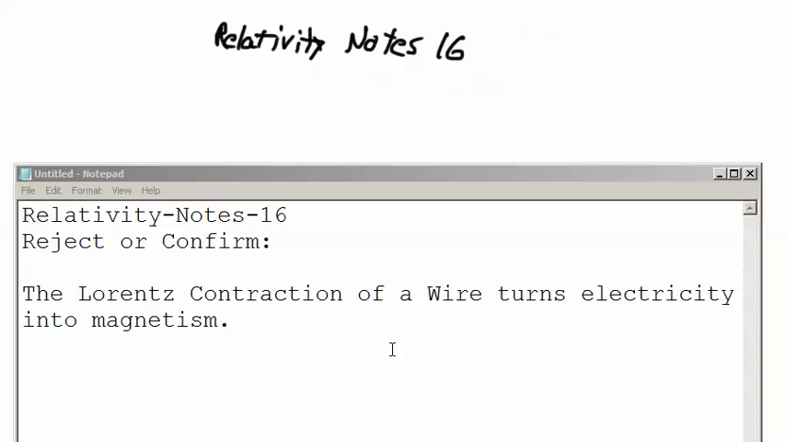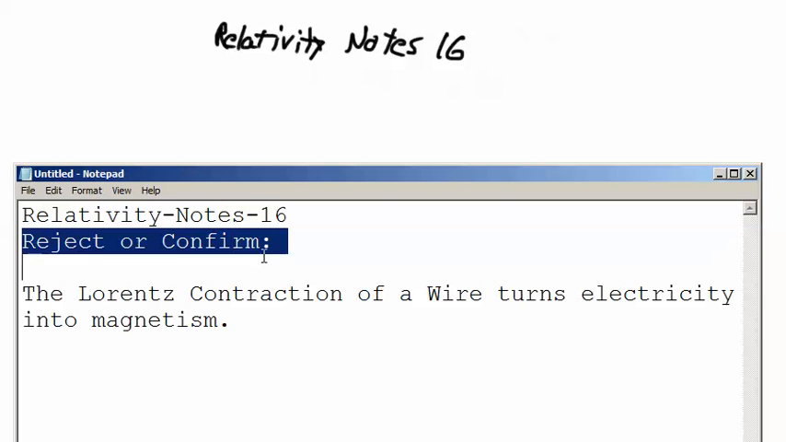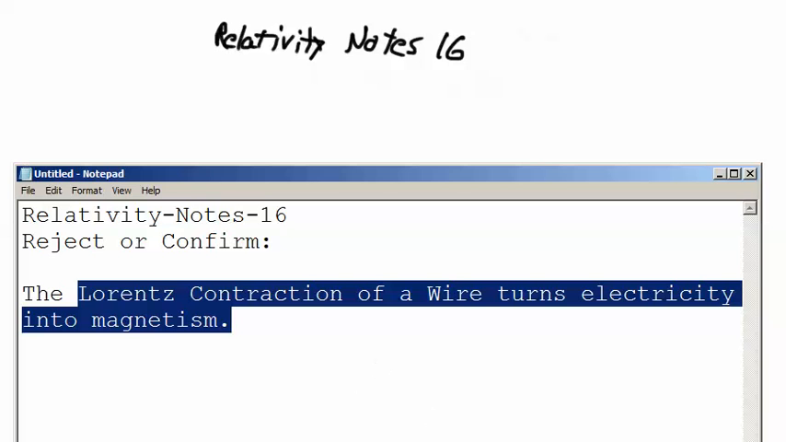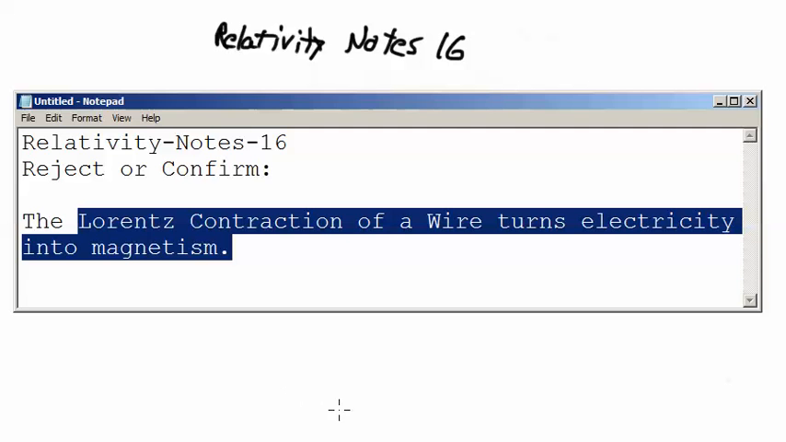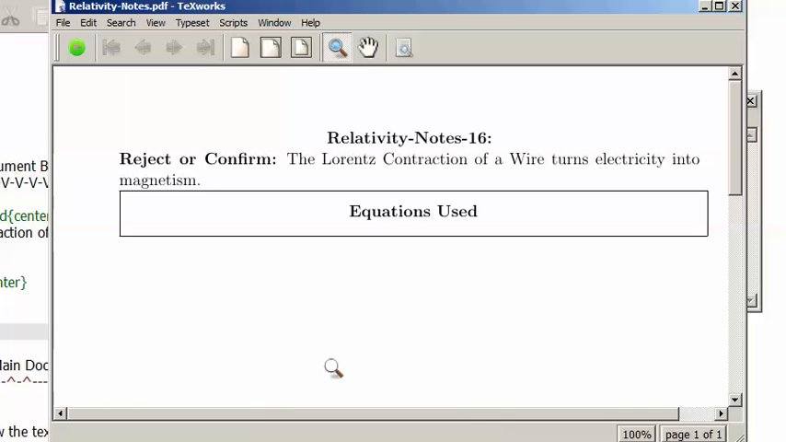Good morning. I am working on a project where I'm going to try to reject or confirm whether the Lorentz contraction of a wire turns electricity into magnetism. I've left this question alone for a couple of weeks. Just watch the Relativity notes 14 and 15 to get a review. So let's start by making a list of equations used.